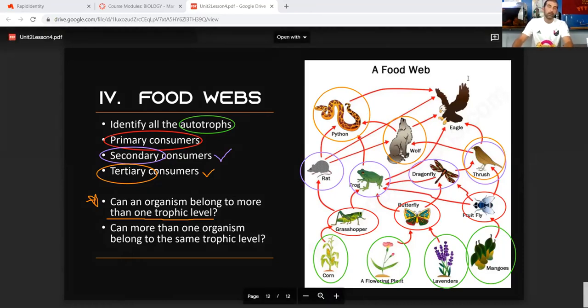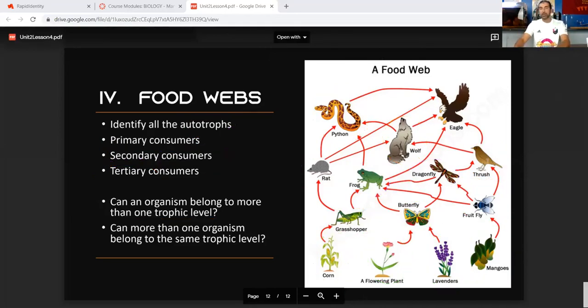All right. Now, I'm not going to go through the rest of these, but you can see how the most important thing is that you start by identifying the autotrophs, and then you just start to count from there and make sure you follow each of the individual food chains as you're counting. Because sometimes you will end up with an organism that's part of more than one trophic level, and you obviously have more than one organism at each trophic level.